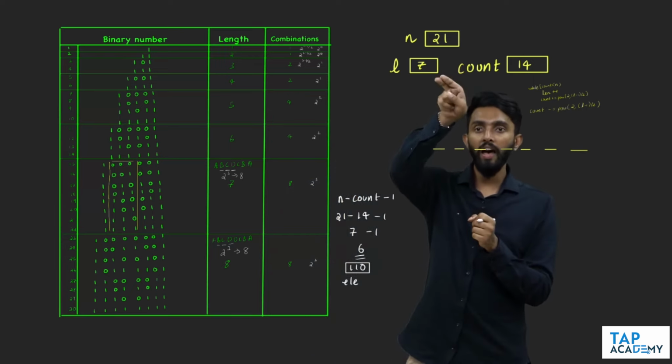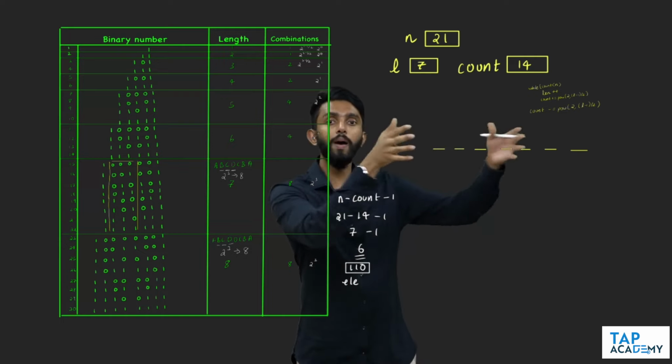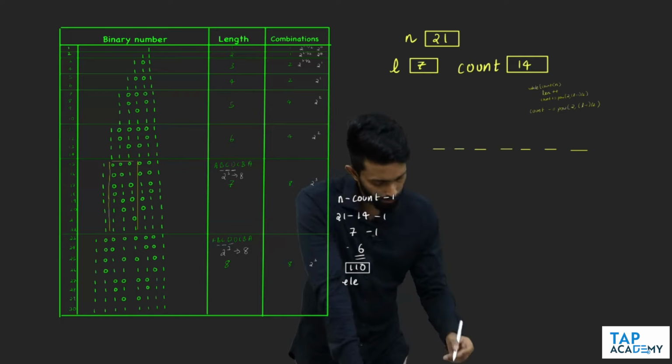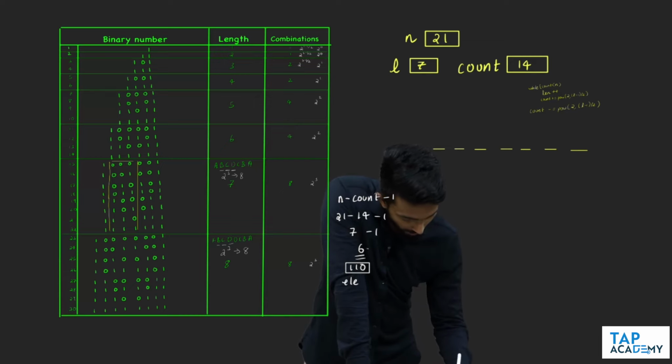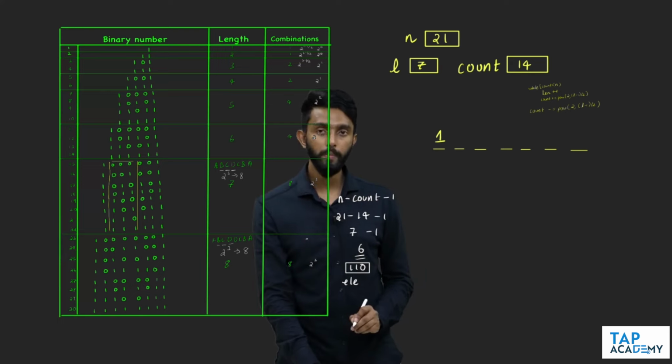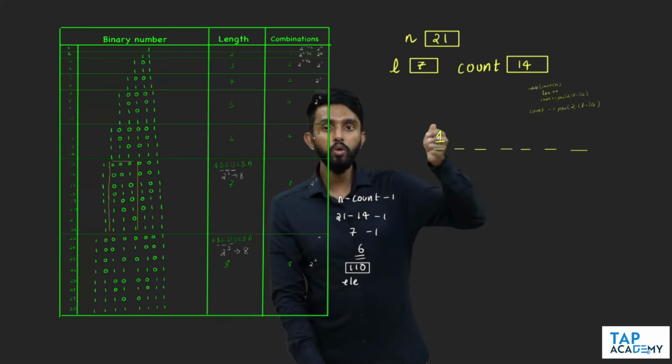I have n, I have L, I have count, I even have my element. Now, how will I construct this palindromic string? It's very simple. All of us know that the first number has to be 1. This is guaranteed. First number has to be 1, right? If this first bit has to be 1, then how will you set it as 1?